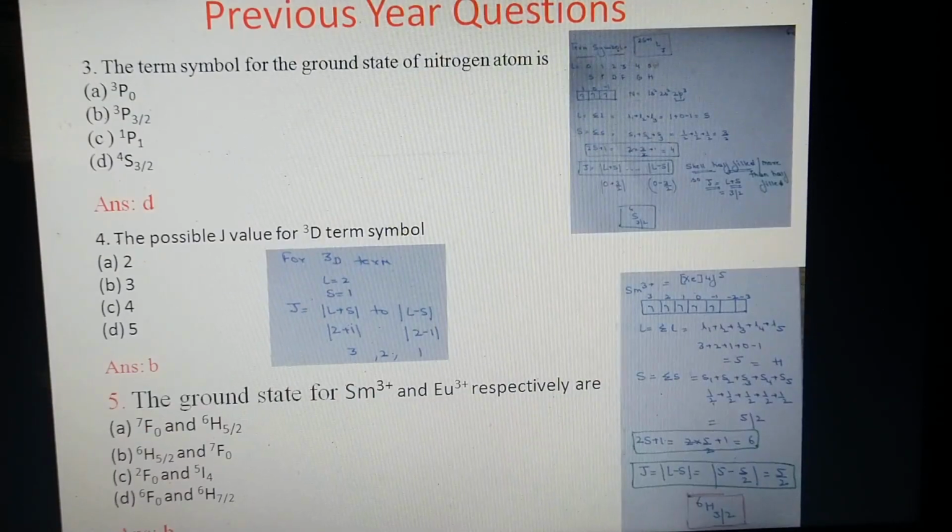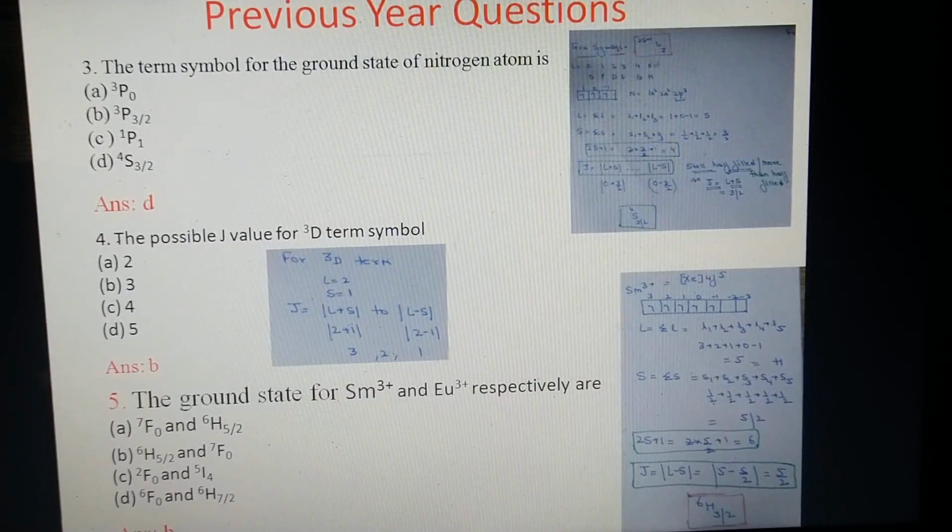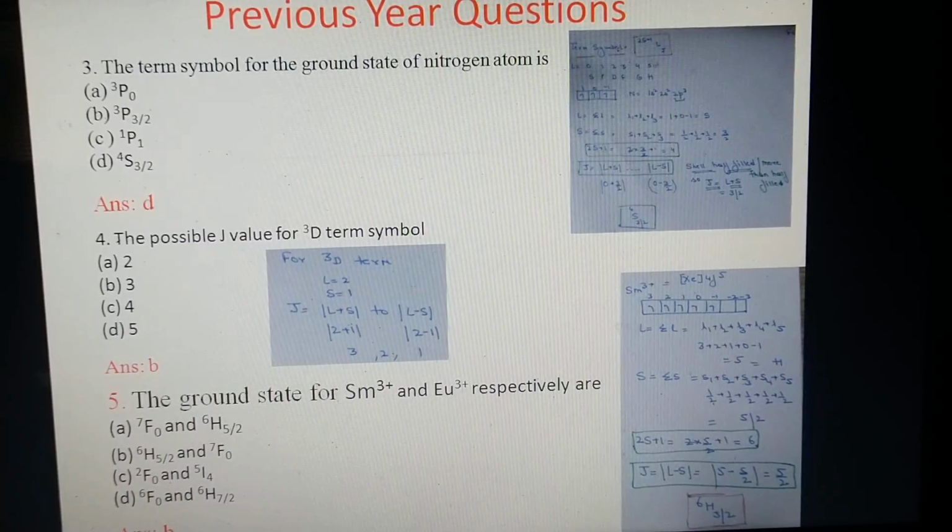For the next, the term symbol for the ground state of the nitrogen atom, here also 2S plus 1 L J. The summation of L again comes out to be 0, so it belongs to the S term. The summation of S comes out to be 3 by 2. For the J value, here I am taking J as L plus S, because it is half filled. If the orbital is half filled or more than half filled, then the maximum J value should be taken, and if the orbital is less than half filled, then the L minus S value should be taken. So here our answer comes out to be D, 4S 3 by 2.